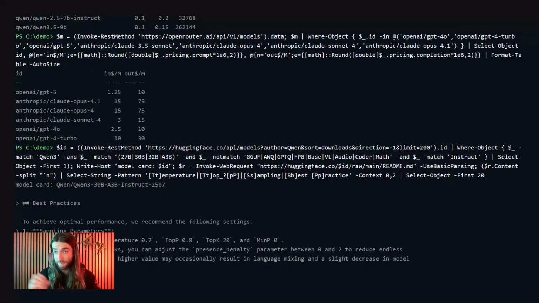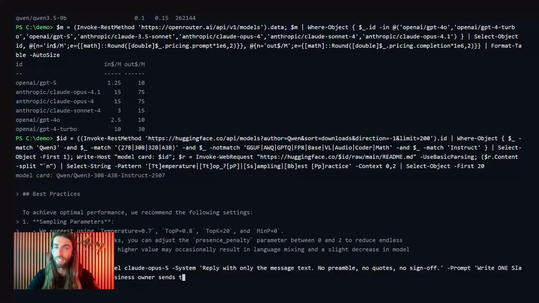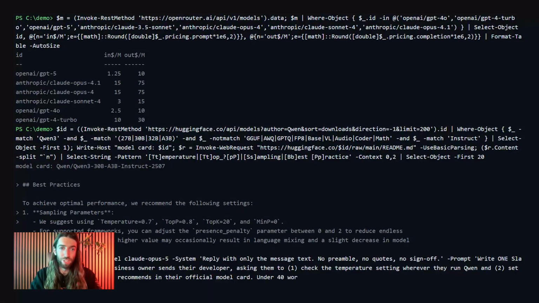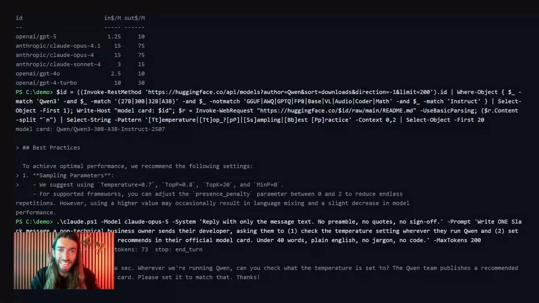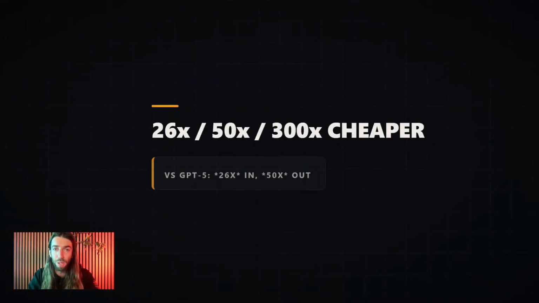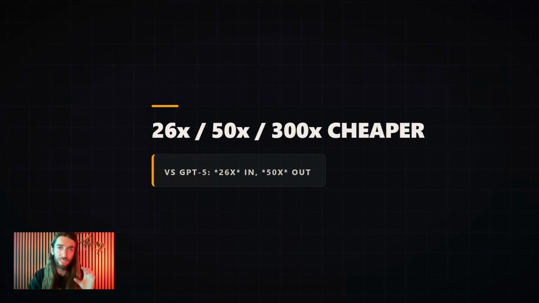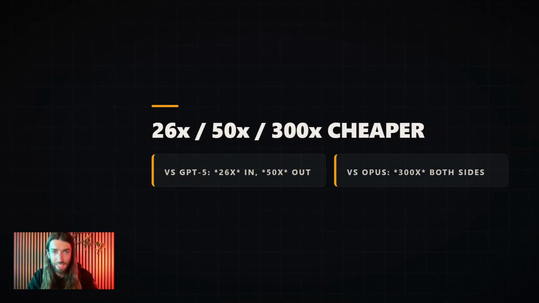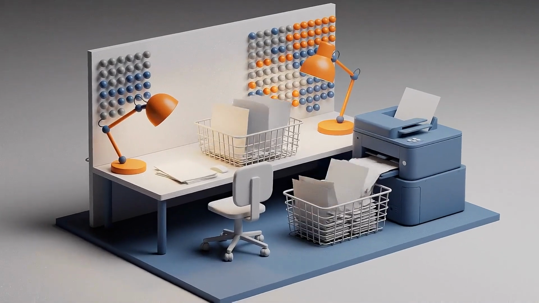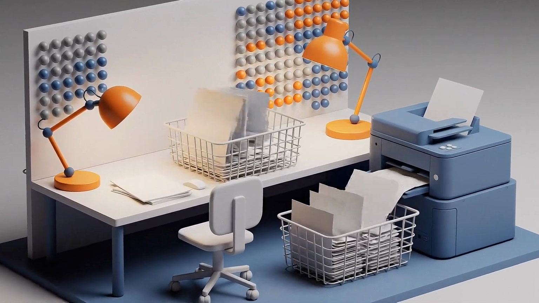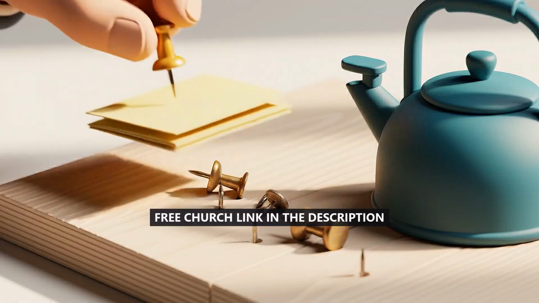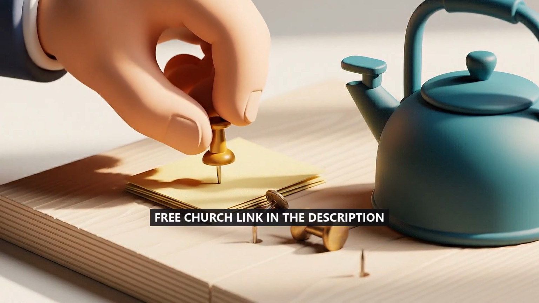Now the actual money, same OpenRouter query, but I asked for the frontier model prices side by side. GPT-5, $1.25 per million in, $10 per million out. GPT-4o, $2.50 in, 10 out. Claude Sonnet 4, $3 in, 15 out. Claude Opus 4.1, $15 in, 75 out. Then Qwen3-30B on the same list, 4.8 cents in, 19 cents out. Against GPT-5, roughly 26 times cheaper on input and over 50 times cheaper on output. Against Claude Opus, more than 300 times cheaper on both sides.